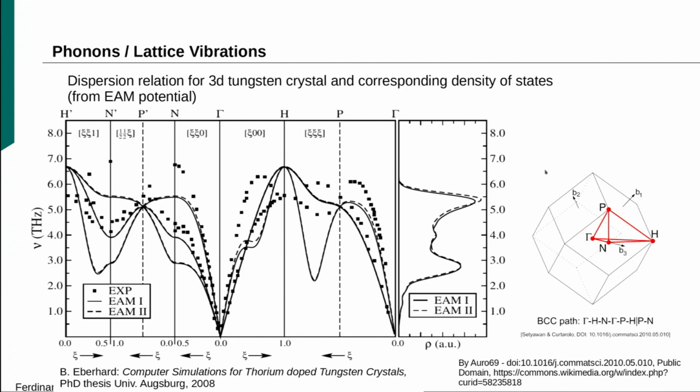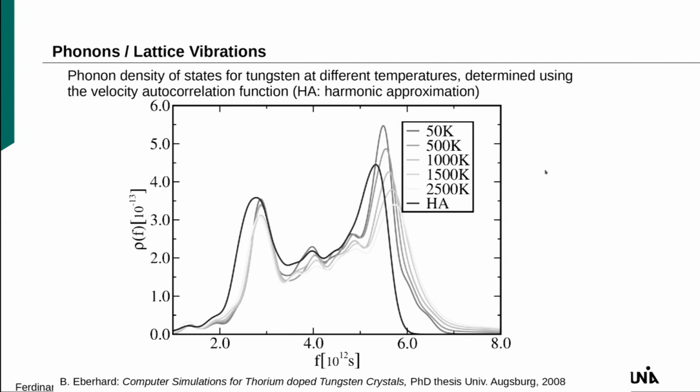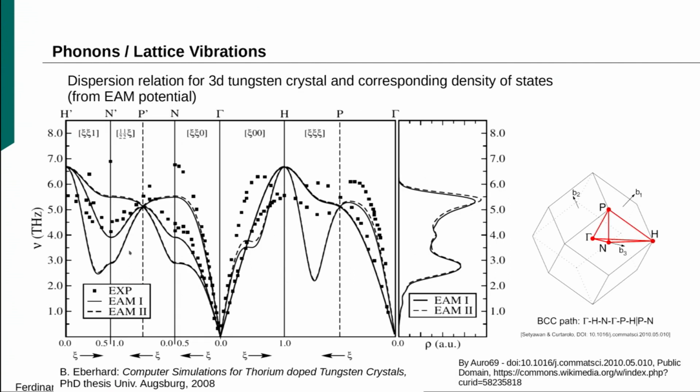Perhaps I should show here an experimental or simulated curve for a real case, what the density of states looks like. That's this one here. This is the case for tungsten, for which we determined the interatomic potential. This solid black curve is in the harmonic approximation, which I more or less explained here. And here you see the dispersion relation for a real crystal.